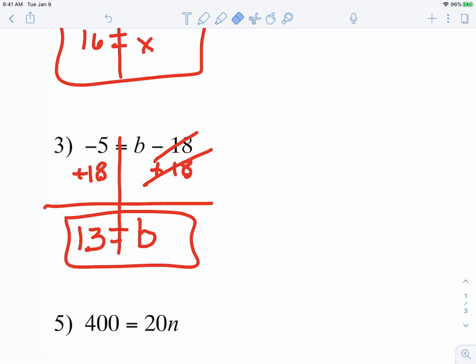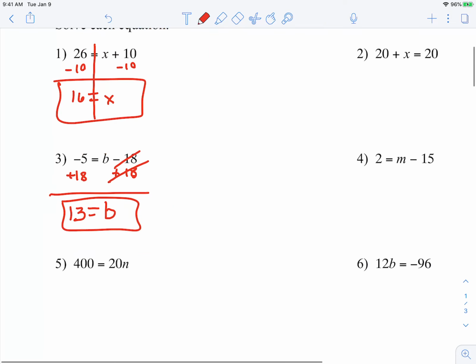Okay, now some people don't really draw this little line down the middle. Not a big deal if you do or do not. It just kind of helps you separate things, I guess, right there.